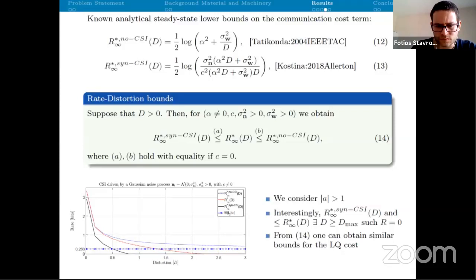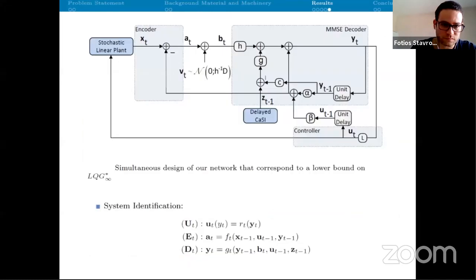Note that from the series of inequalities in equation 14, one can dictate similar bounds for the linear quadratic cost. In this slide, I give the system identification for the optimal linear time invariant policies based on the optimal linear realization of our bound.